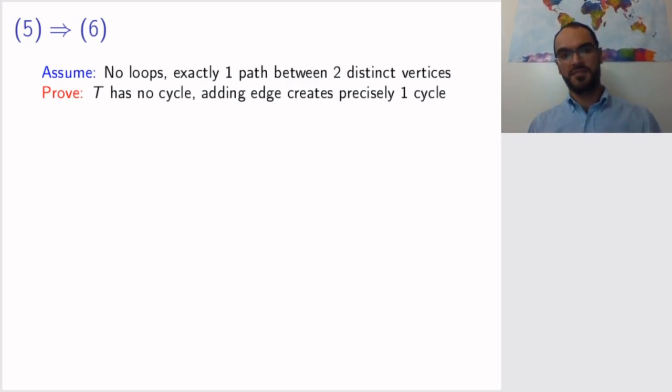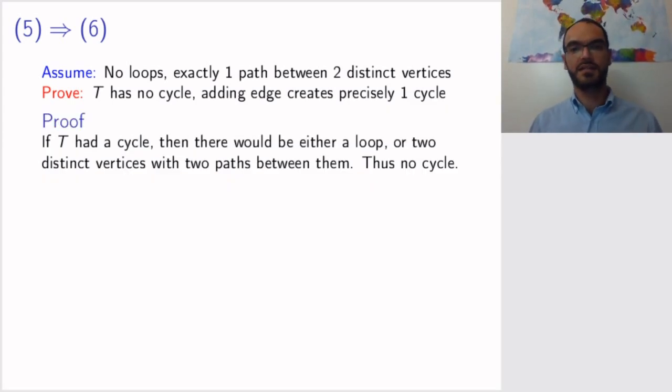Next, we prove that statement 5 implies statement 6. So now we're assuming about our graph T that it has no loops and that it has exactly one path between any two distinct vertices. What we need to prove is that it has no cycle and that adding any edge will create precisely one cycle. So first we need to prove that T has no cycle. If T had a cycle, where would this cycle be? Either it would be a loop, but we're assuming we don't have loops, so that can't happen. Or we would have our cycle having at least two vertices lying on it. So we might have a cycle of this kind.